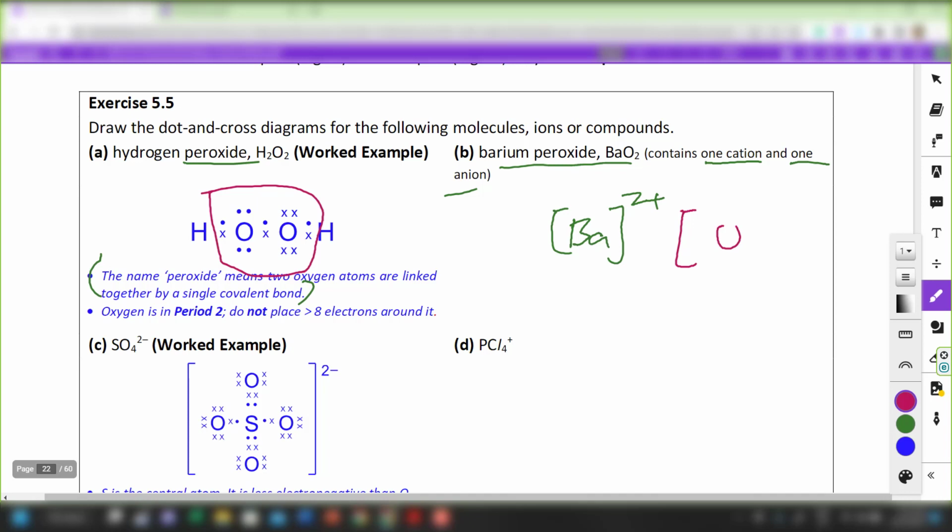So O, then O will be a single bond. In this case, I'm just going to put O with cross dots, and then cross, cross, cross, cross, cross. So these are the native electrons originally belonging to the oxygen. If you wish to, you can use a different color. So in this case, 1, 2, 3, 4, 5, 6. I'm going to use orange to represent the electrons that come from barium. So just cross and then dot over here. I'm just going to close out the whole thing, and this is 2 minus. So this is a dot and cross diagram for barium peroxide.